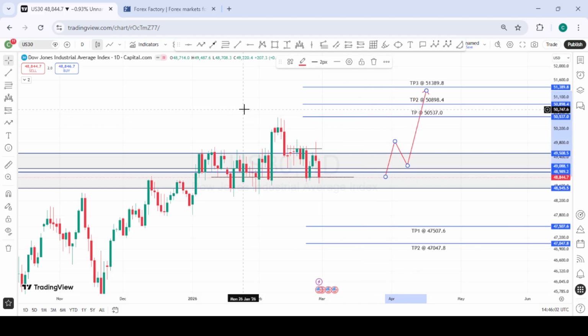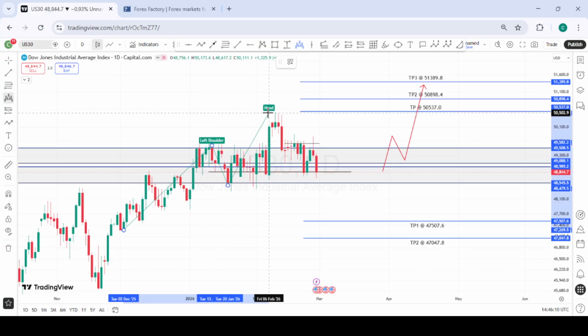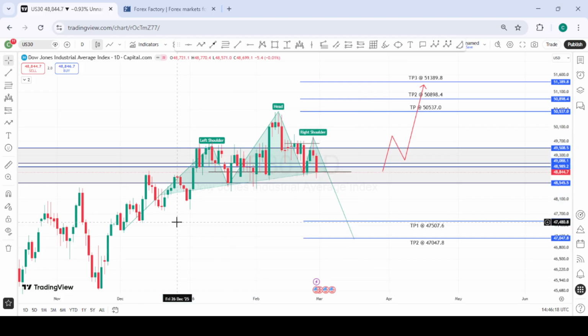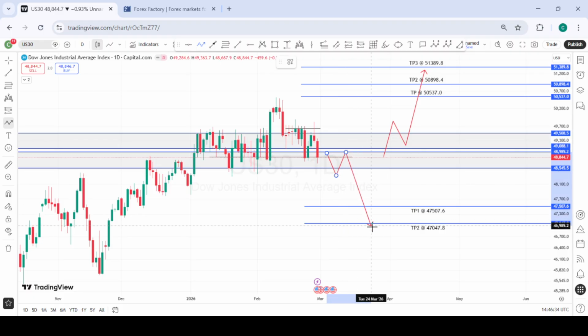The second scenario is this is looking like a head and shoulders formation. This is the left shoulder, this is the head, and we already have the right shoulder formed here. So we are looking for a possible sell. If the S&P 500 continues to sell, we are likely going to see bearishness on US 30. The bearish side is if we get a daily candle to close below, come for a retest, then we continue to the downside. Then we are very bearish on US 30.